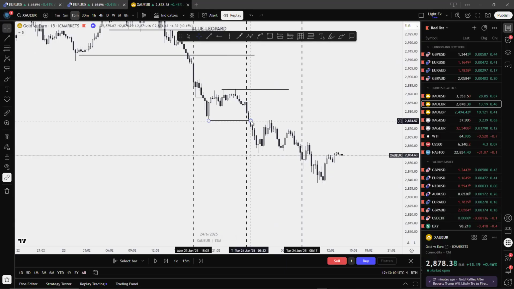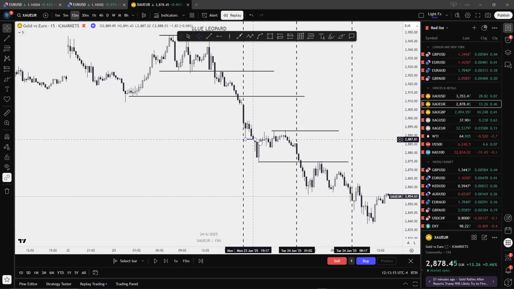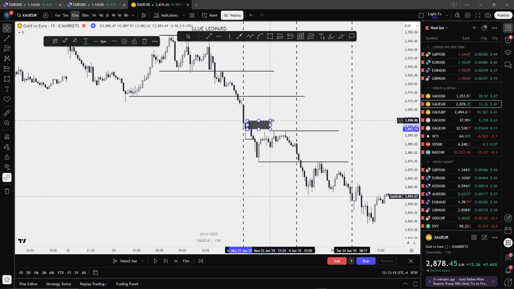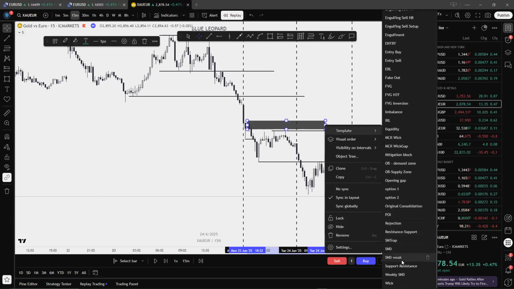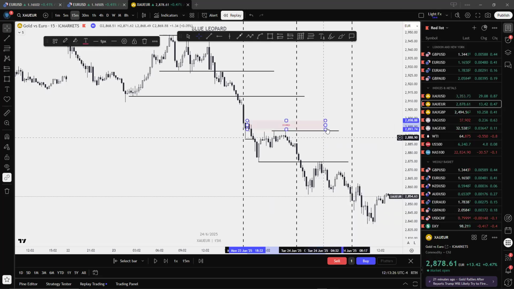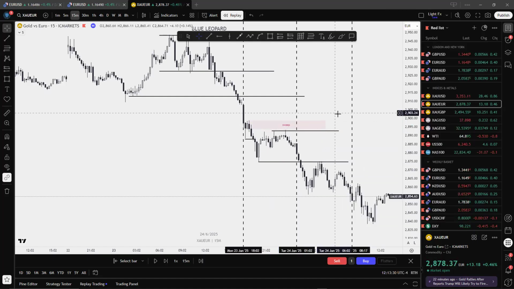And here I'm not showing you any entries, but I've seen a lot already here. I can have a break. I have, remember, like I told you in the beginning, some guys would trade this as a supply zone, SND. Where is my supply zone? Supply zone here.